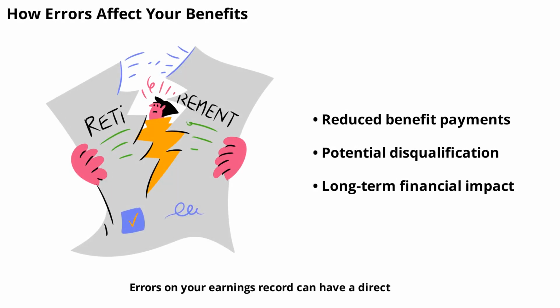Errors on your earnings record can have a direct impact on the amount of Social Security benefits you receive. If your reported earnings are too low, your future payments could be reduced. In some cases, missing years of earnings might even disqualify you from certain benefits. That's why it's so important to catch and correct mistakes early. By understanding how these errors affect your benefits, you'll be more motivated to keep your record accurate.